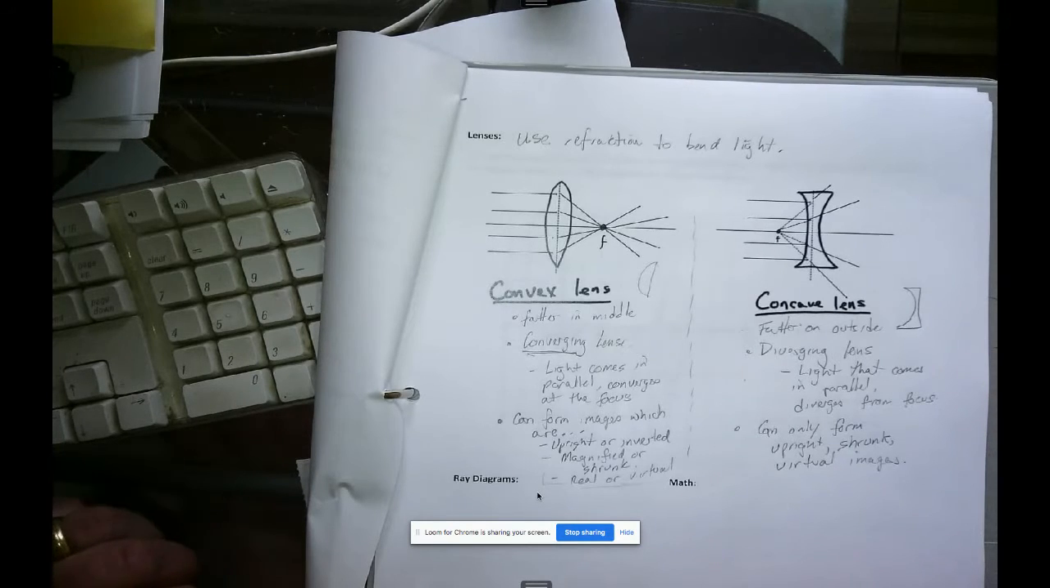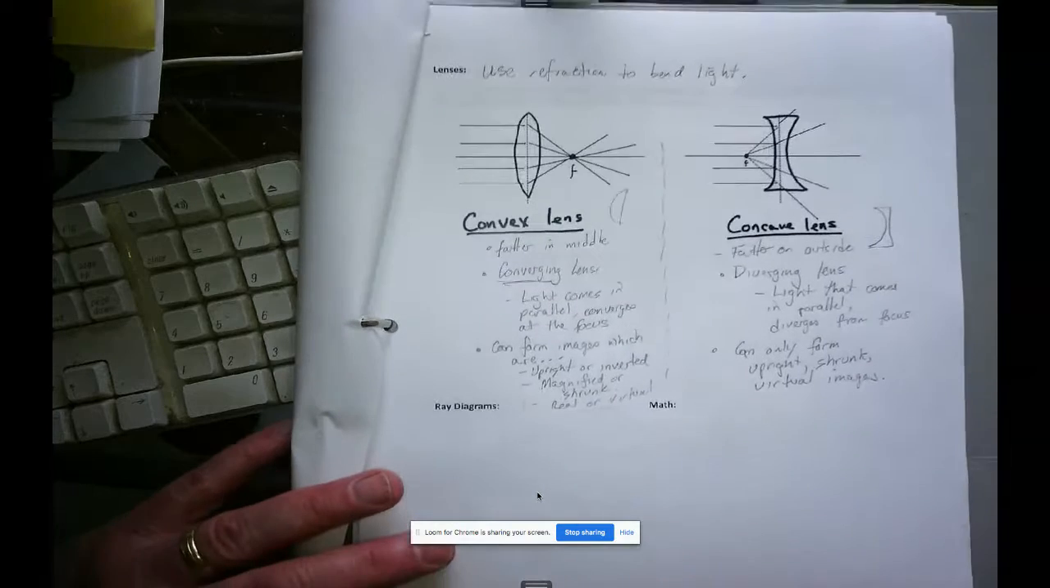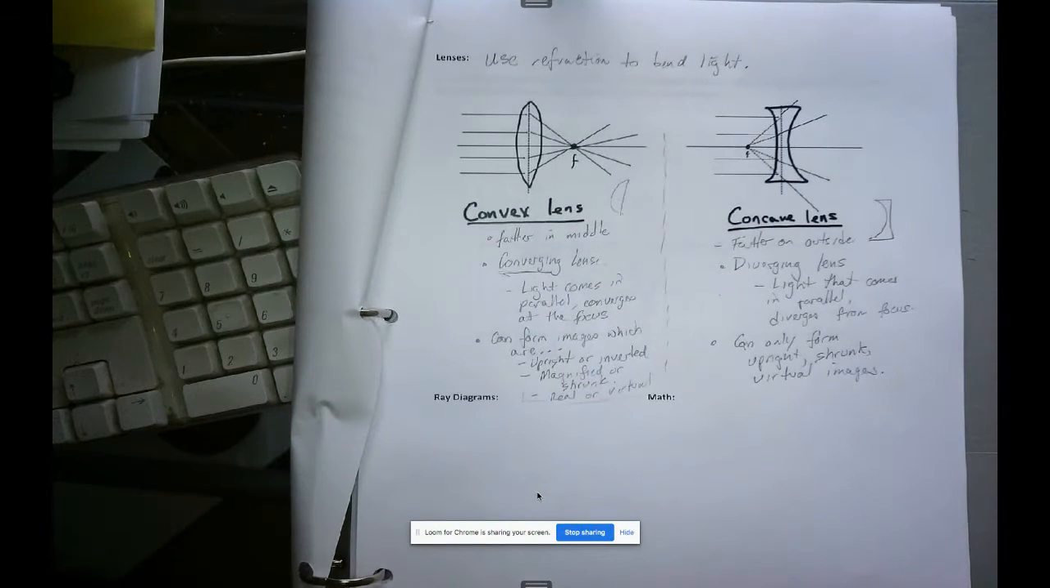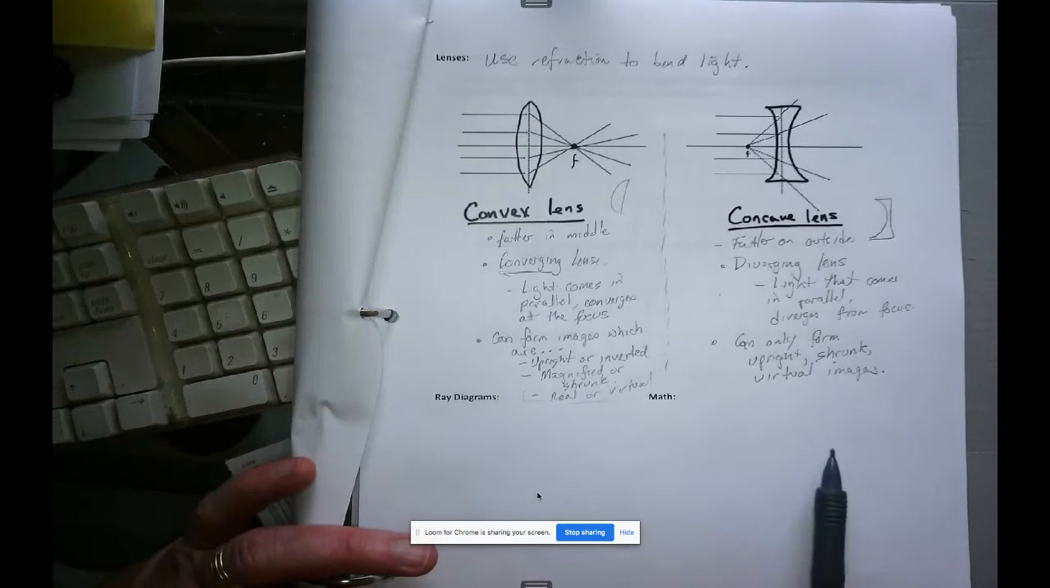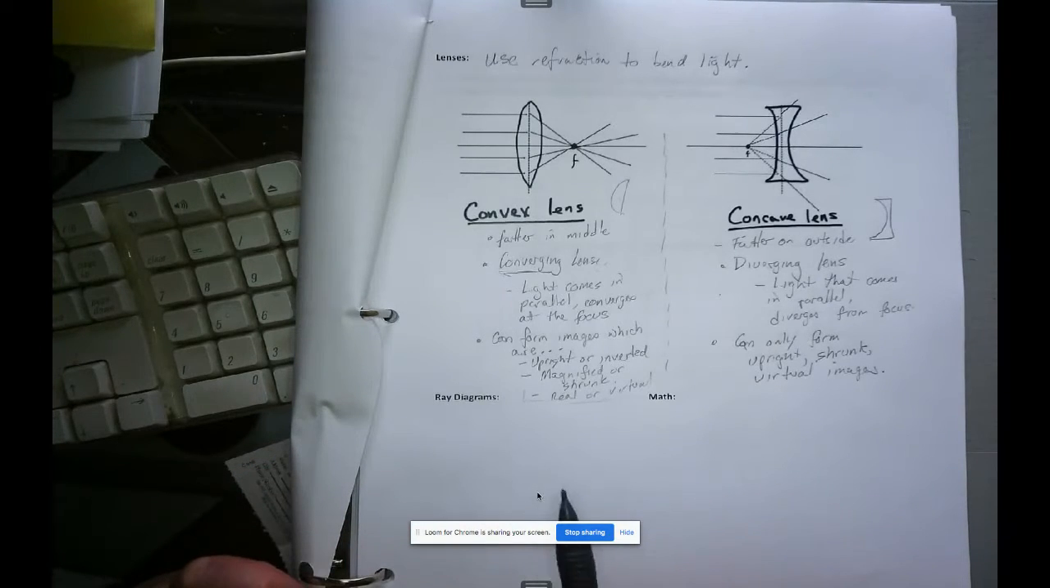All right, we are going to continue optics. And there's going to be two ways for us to figure out what the image is going to look like and where the image is going to be located. We can do what are called ray diagrams, or we can do math. Today we're going to be talking about the ray diagrams.